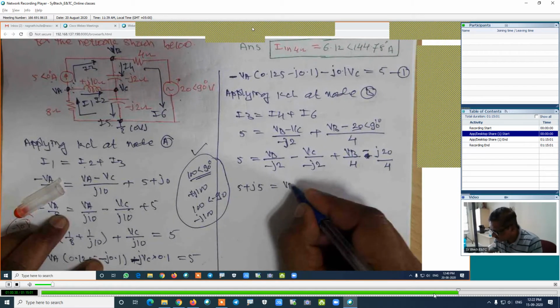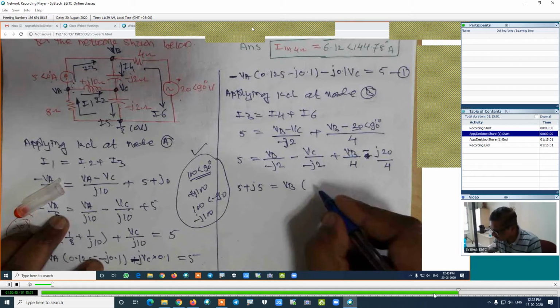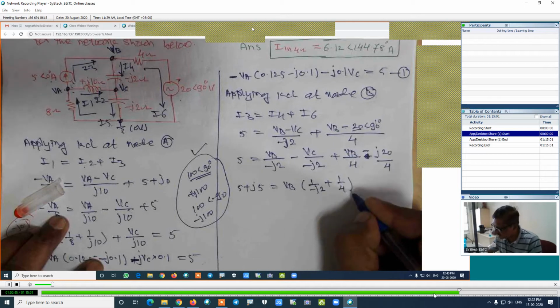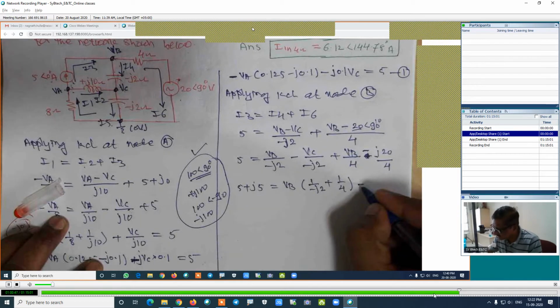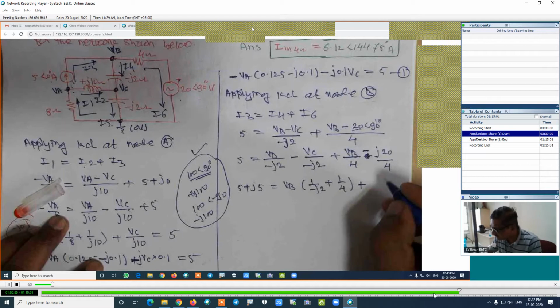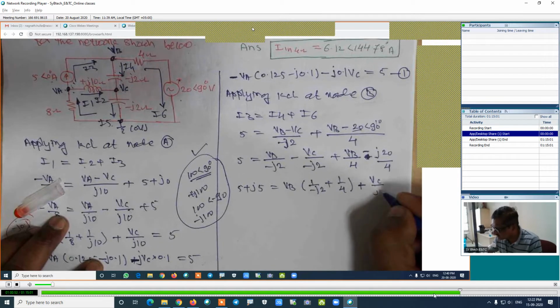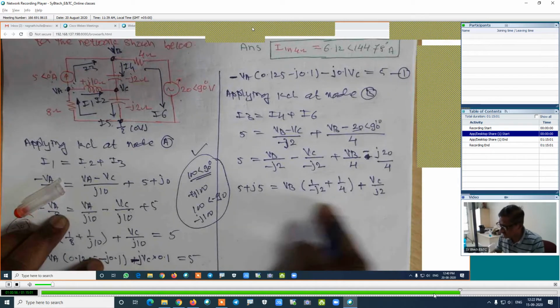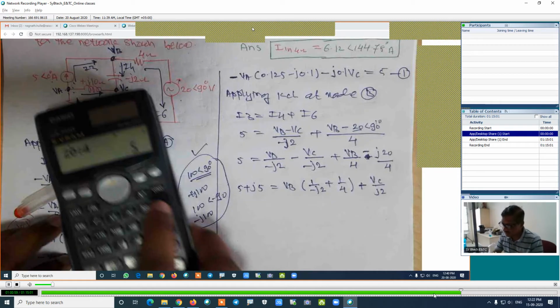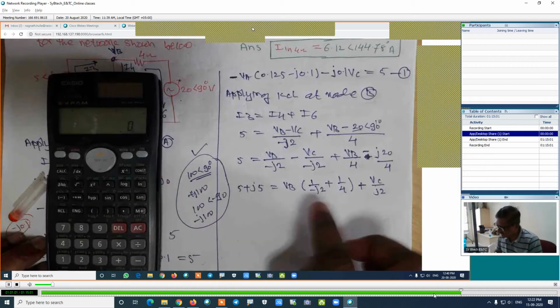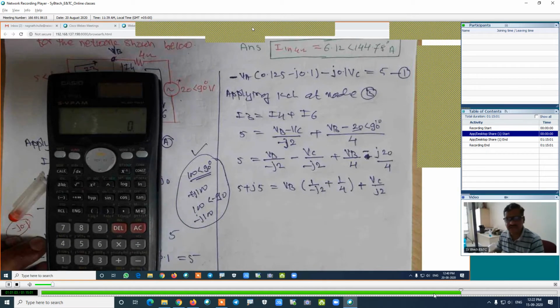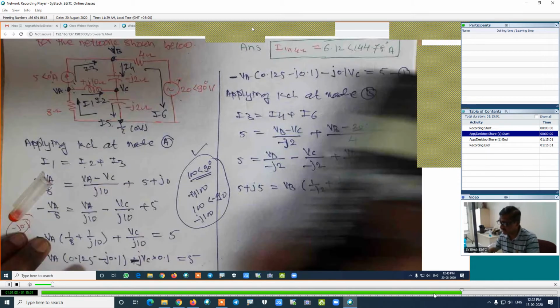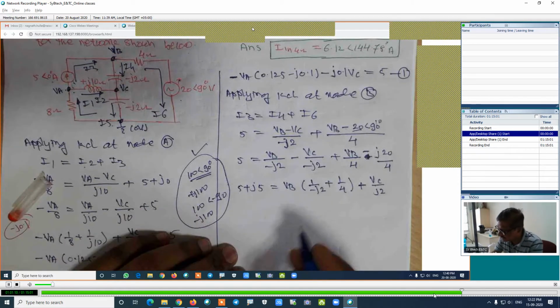Here is VB, and it is 1 upon minus J2 plus 1 upon 4. Then this is minus, and this minus will become plus VC upon J2. If I am simplifying this, I will find out the value of this bracket. That is 1 upon J2. Otherwise, you can use the LCM. That is again the same case. Otherwise, I will use the simple calculation. You should know that also. You can do it with a calculator, but how will be the calculation?